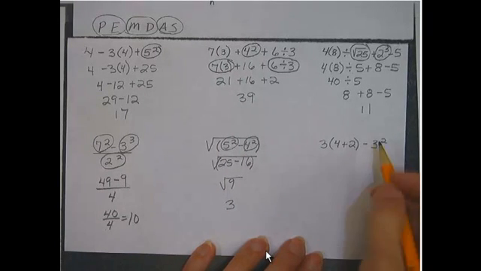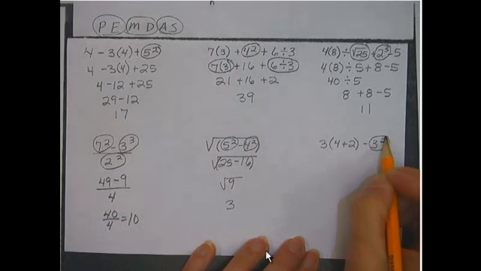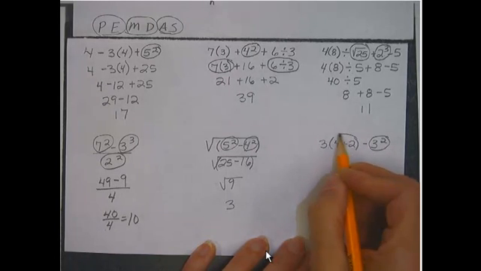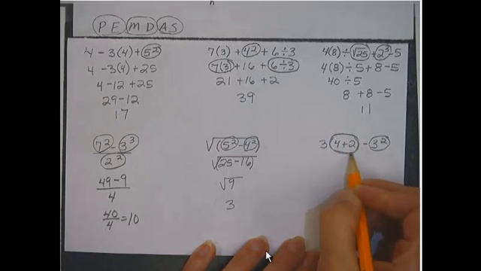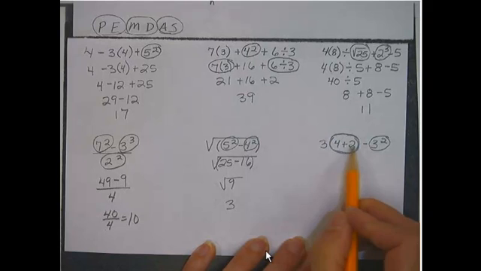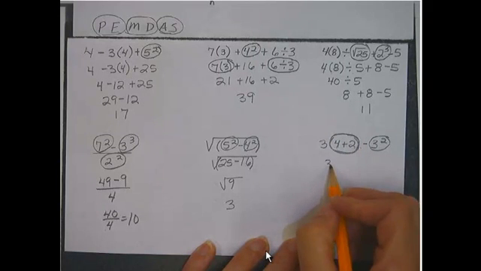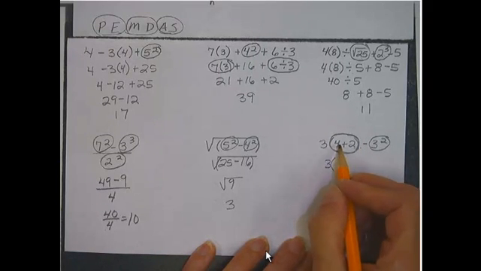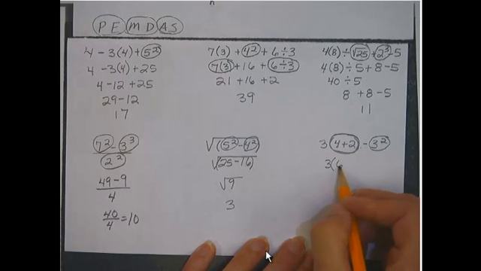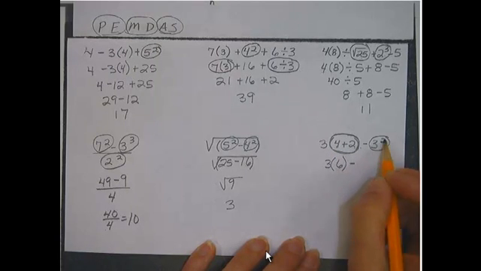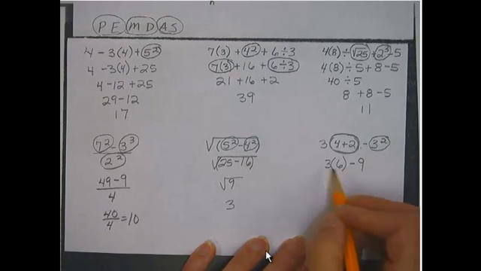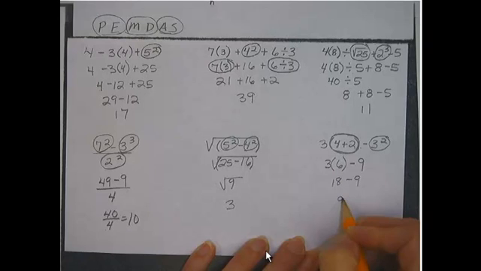Okay, over here I've got an exponent at the end. I've got a grouping symbol here. My parentheses act as a grouping symbol. I need to take care of that grouping symbol first. So 3 times 4 plus 2 is 6. Minus 3 squared would give me 9. Now I can go ahead and carry out 3 times 6 is 18 minus 9 would give me 9.